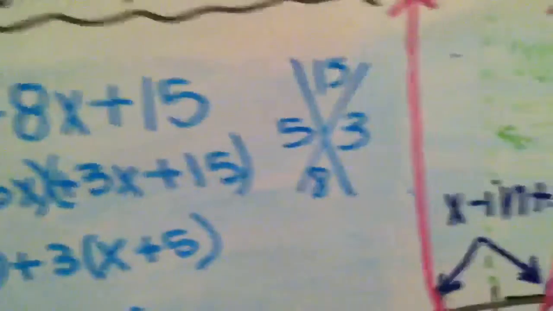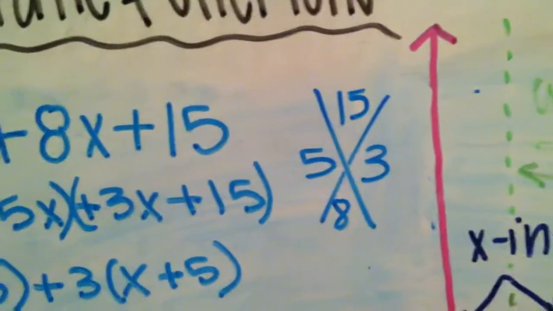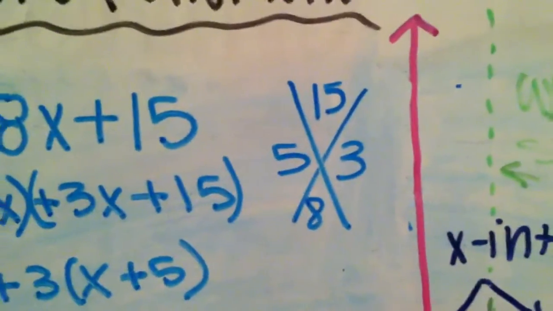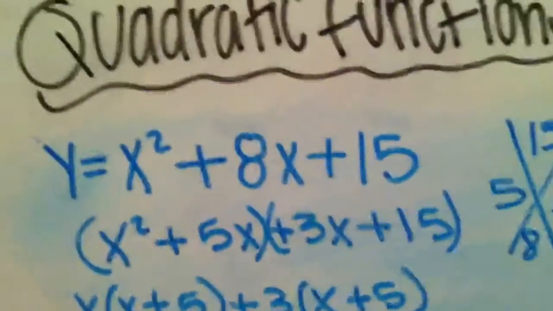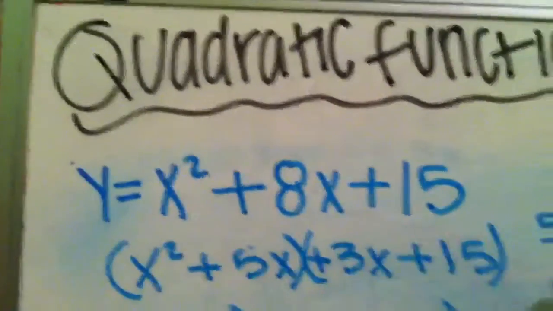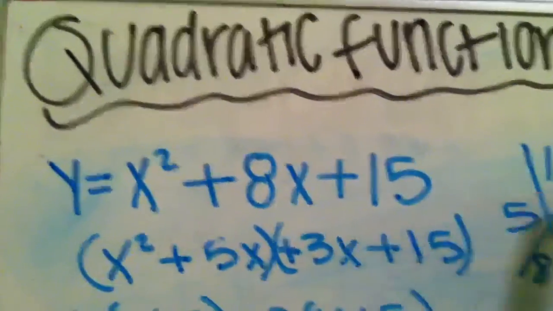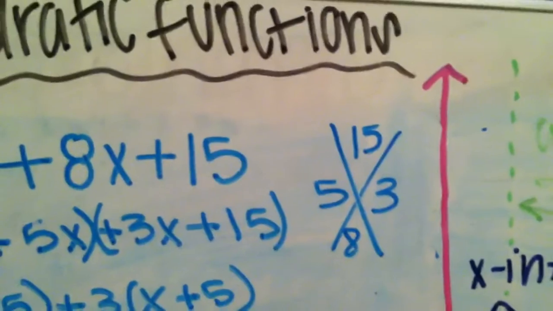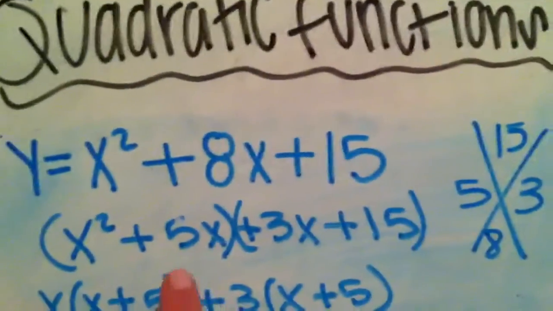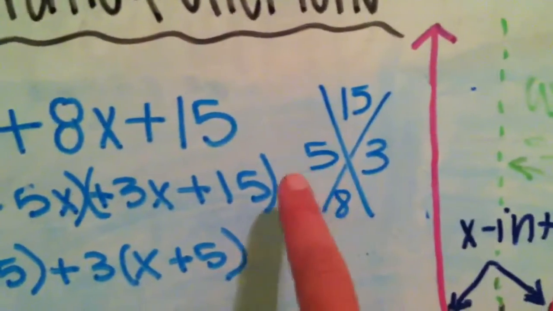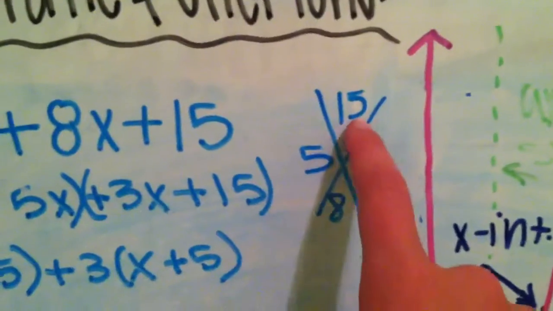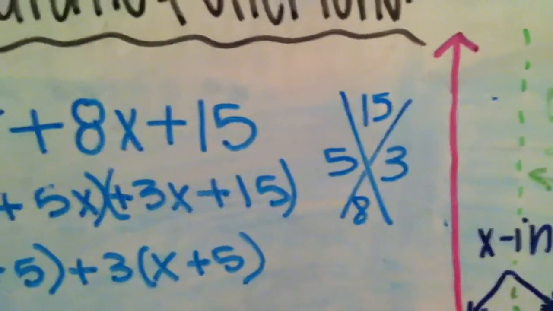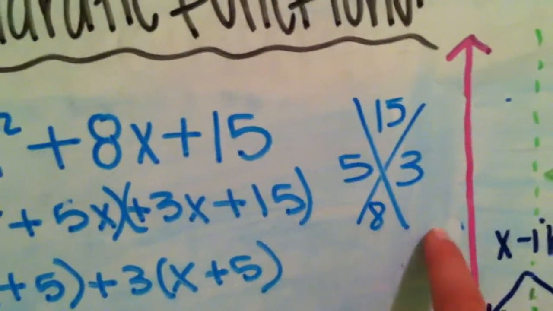To factor this we are going to use the diamond method. You make a little X-type thing, and on top you put the product of a and c, which is 1 times 15 equals 15. On the bottom you put b, which is just 8. Then you figure out what two numbers multiply to get 15 and add up to get 8. That would be 5 and 3.